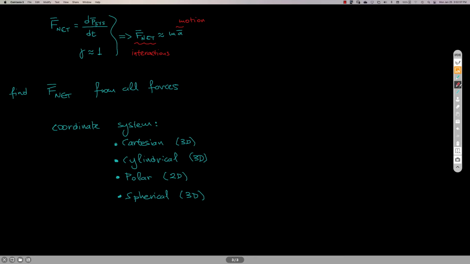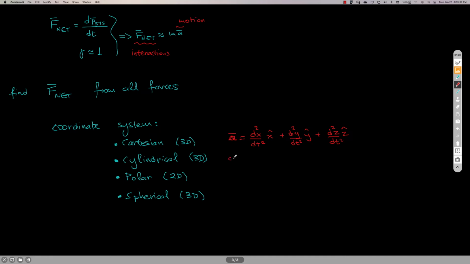For example, we know that in the Cartesian coordinate system, you will write the acceleration as the second derivative of x with respect to time times x hat plus the second derivative of y with respect to time times y hat plus the second derivative of z with respect to time times z hat. This is the acceleration in the Cartesian coordinate system.